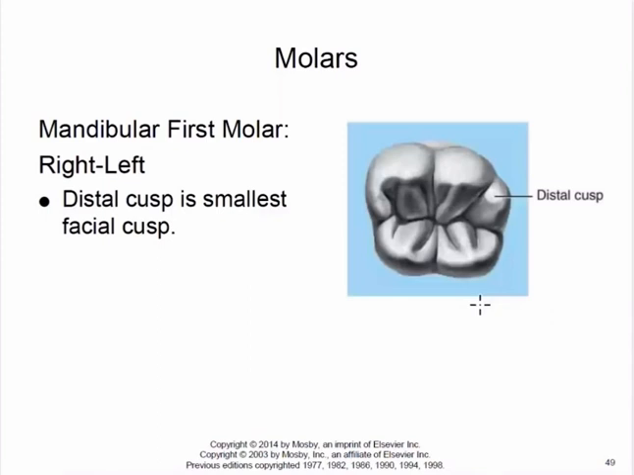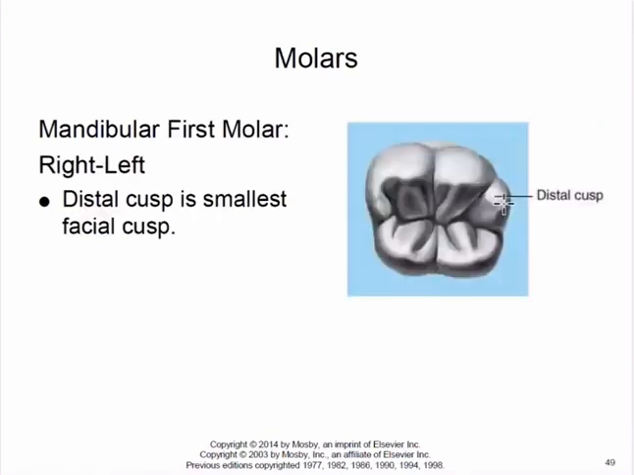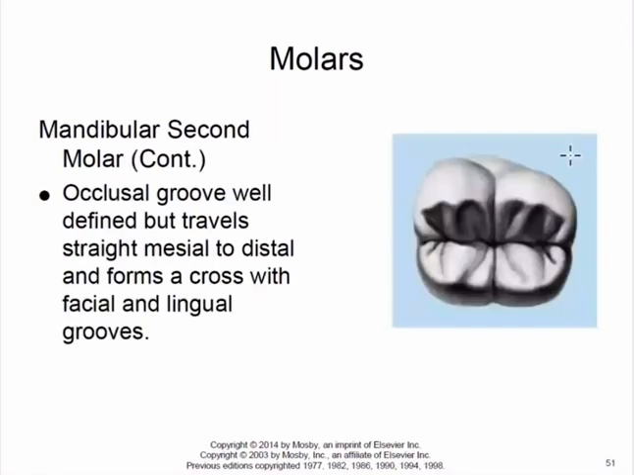We have the smallest distobuccal cusp. We have in the second molar 2 buccal cusps rather than 3 buccal cusps in the first molar. Here we have 2 buccal cusps, so we have 4 cusps in general. You will see on the occlusal the central groove straight from the mesial to the distal, and also from buccal to lingual, you will have this cross sign.